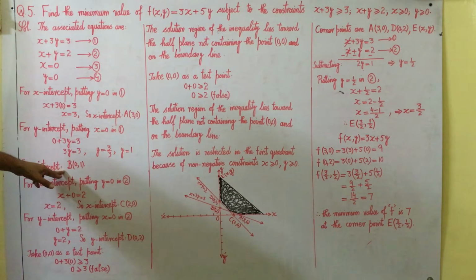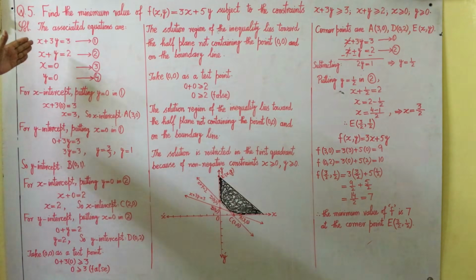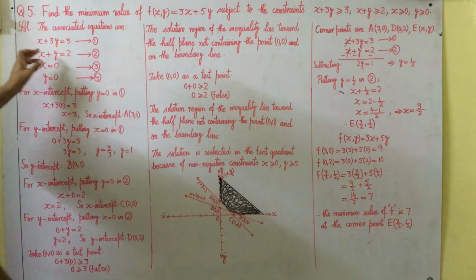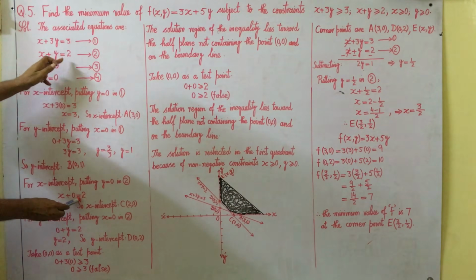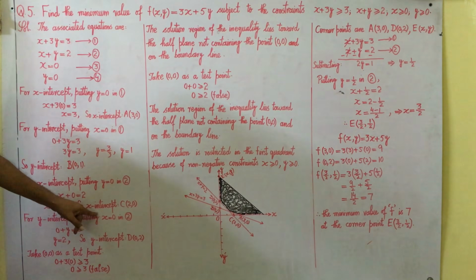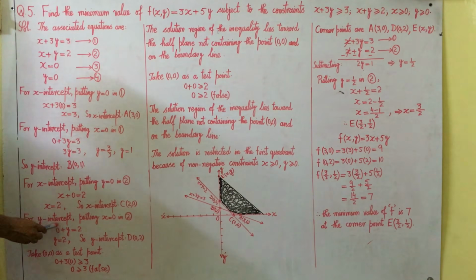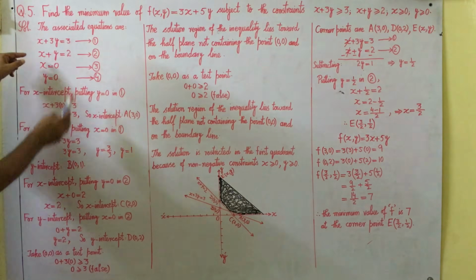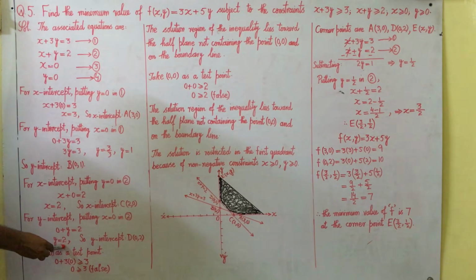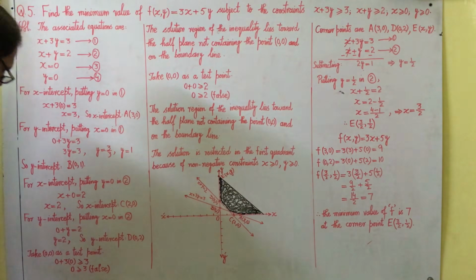So y-intercept B has coordinates (0, 1). Now let us find intercepts of equation 2. For x-intercept, putting y equal to 0 in equation 2, x + 0 = 2, so x = 2. The x-intercept C has coordinates (2, 0). For y-intercept, putting x equal to 0 in equation 2, 0 + y = 2, so y = 2. The y-intercept D has coordinates (0, 2).